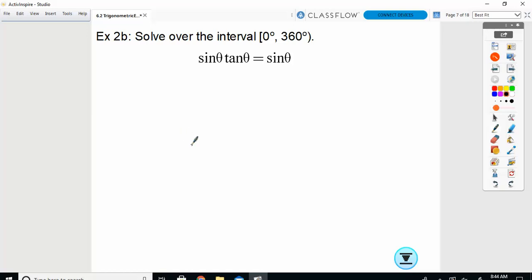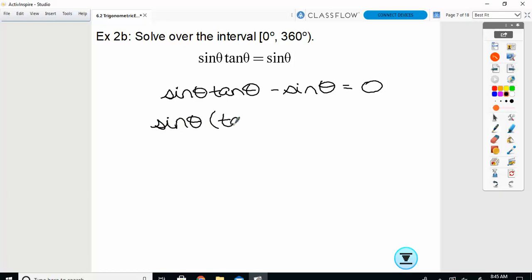You cannot just divide by sine theta because you will lose answers when you do that. So never divide by a variable. Instead, what do we do? Then what could we do? Factor out the sine. And then what do we do? Set it to 0.